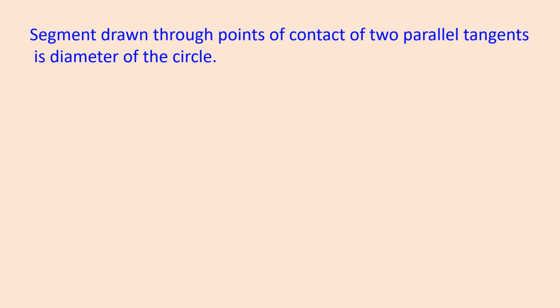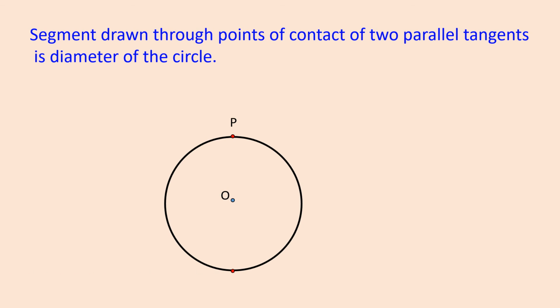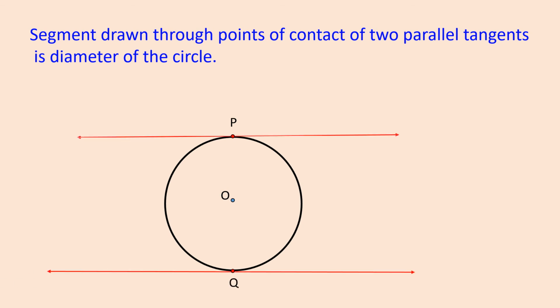Let us see more. What happens? One more property. The segment drawn through the points of contact of two parallel tangents is a diameter of the circle. Here is the circle. We have center O. The two are the points of contact. We can draw here parallel lines, parallel tangents we can call them. Point P is one point of contact. There we have a tangent. Same way, point Q is another point of contact, and you have a tangent drawn there.